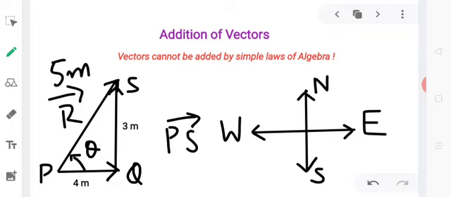Now I would like to just show you which vector we are mentioning as A and which vector is mentioned as B. So PQ is A and QS is B.